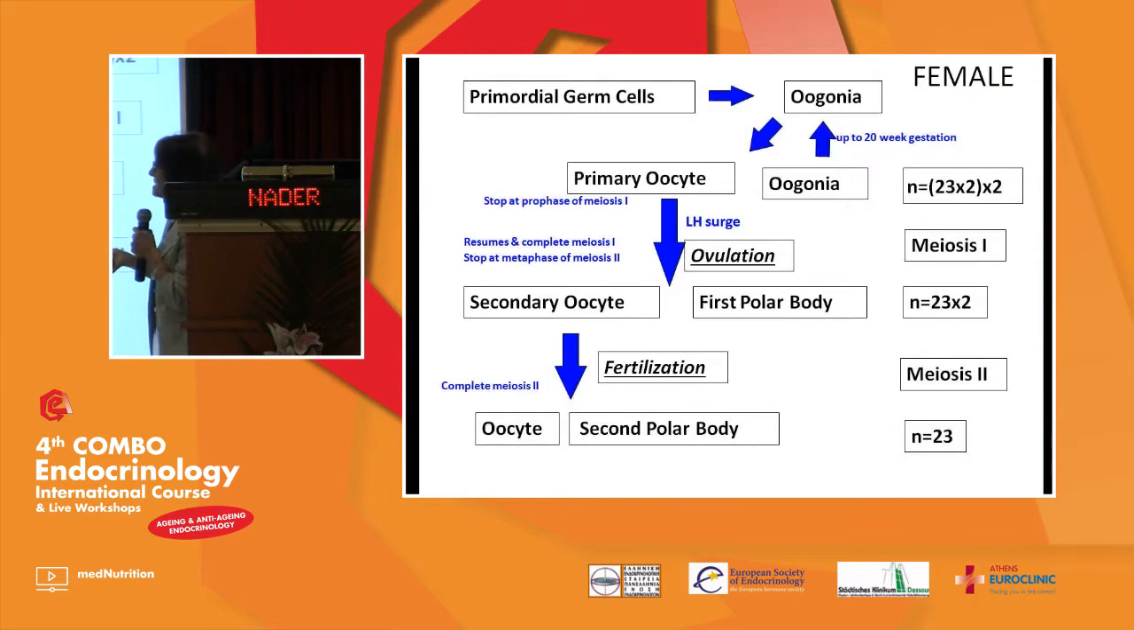The primary oocyte is arrested at the prophase of the first meiotic division, and in fact that first meiotic division isn't completed until after the LH surge with ovulation. Meiosis 1 is then completed at that time, and the secondary oocyte is arrested in the metaphase of the second meiotic division, and of course you have the first polar body at the end of the first process. Meiosis 2 is actually completed after fertilization of the oocyte and then extrusion of the second polar body.